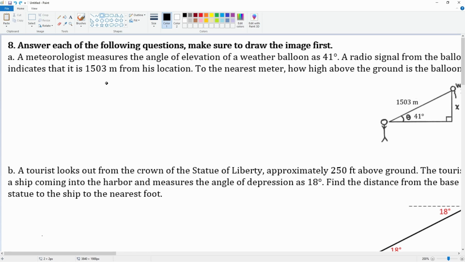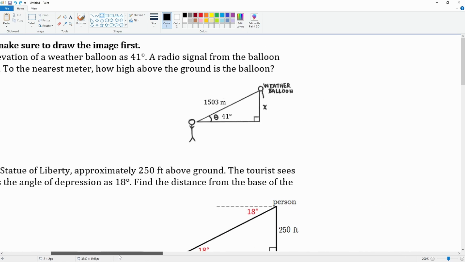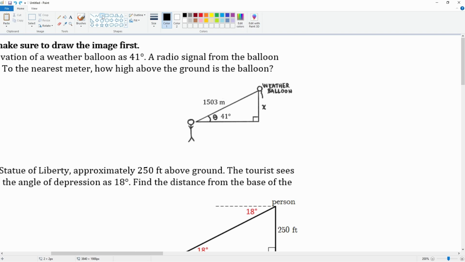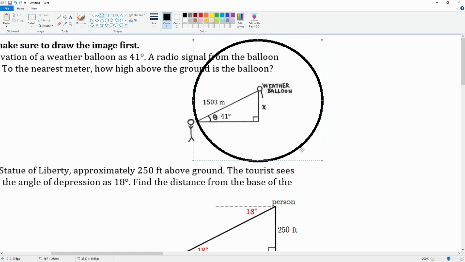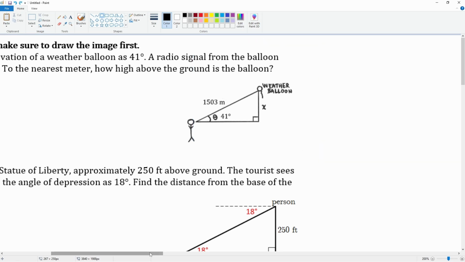Okay, so the first one, the image looks like this. How do you know that the 1,503 is actually the hypotenuse? It's because the signal looks something like this, where the weather balloon is at the center, and from there it pulses out as the radius. So that's like the signal. That's how you know the radius is 1,503.